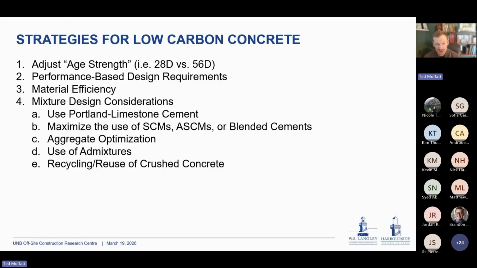So when it comes to strategies for low carbon concrete, certainly there's a number of methods. Certainly we don't have time to go through all of these in detail today, but want to stress a few of them.